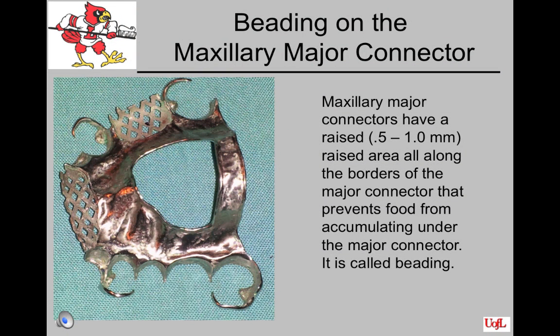The maxillary major connector has a raised area all along the borders of the major connector that prevents food from accumulating under the major connector. It is created by scraping a depression using a small spoon excavator into the refractory cast before the framework wax pattern is placed onto the cast. It's created approximately 0.5 to 1 millimeters in depth. It is called beading.